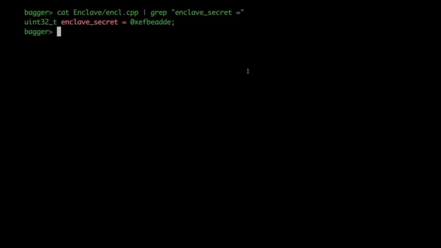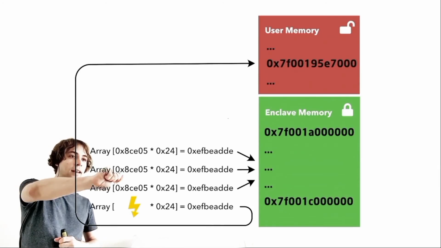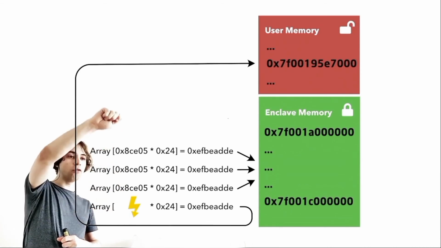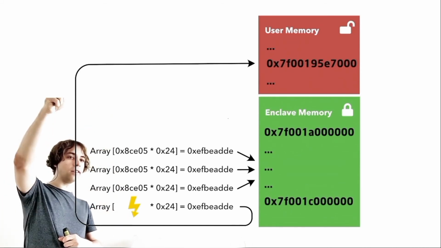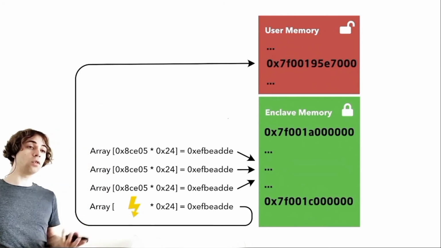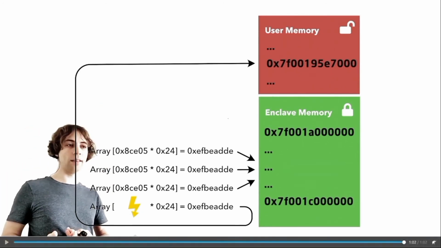Now this is pretty bad. So if we go back to the graphic, you can see that clearly only writing within this green area is secure. Writing to the faulted location outside to user memory means that the user directly can read this value.